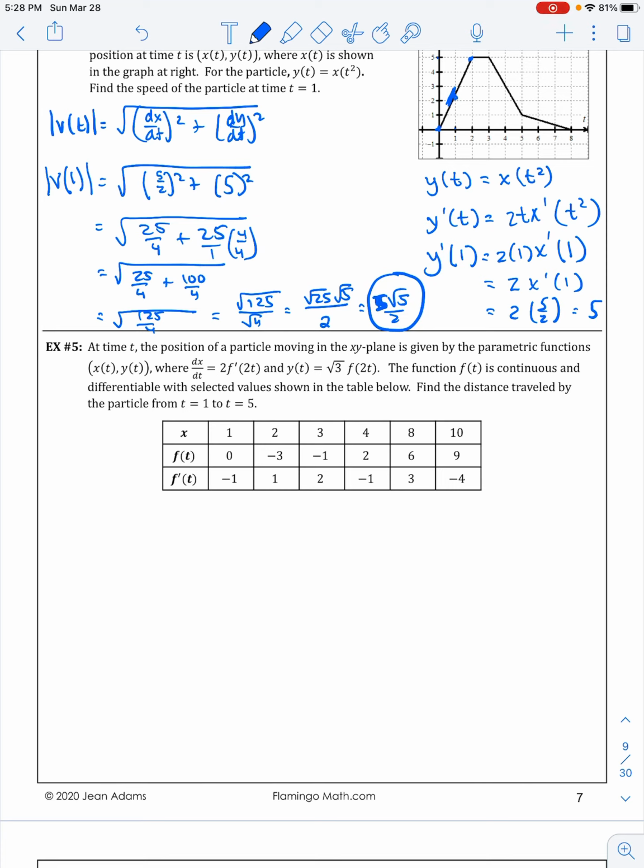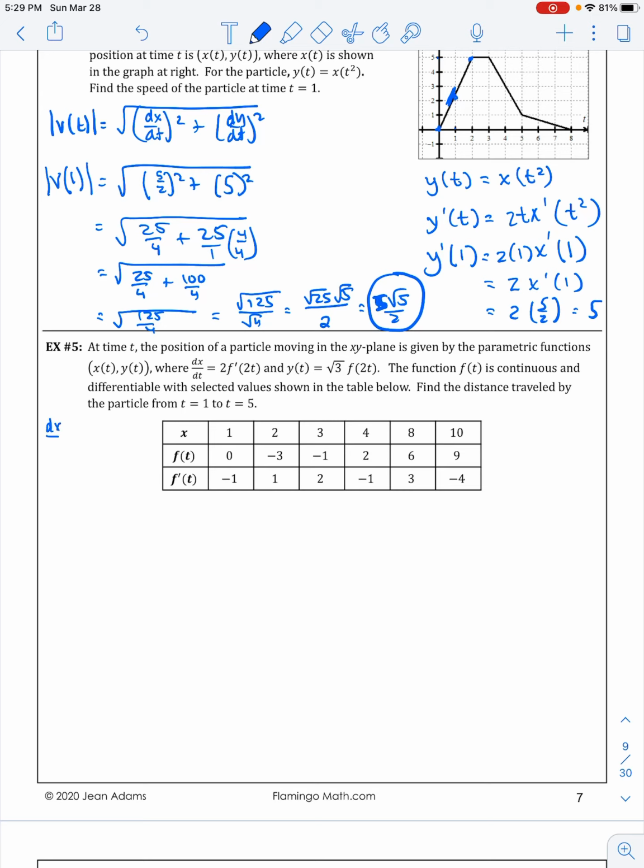All right. Example 5. At time t, the position of a particle moving in the xy plane is given by the parametric functions x of t, y of t, where dx/dt is 2f prime of 2t, and y of t is the square root of 3 times f of 2t. The function f of t is continuous and differentiable with selected values shown in the table below. Find the distance traveled by the particle from t equals 1 to t equals 5.